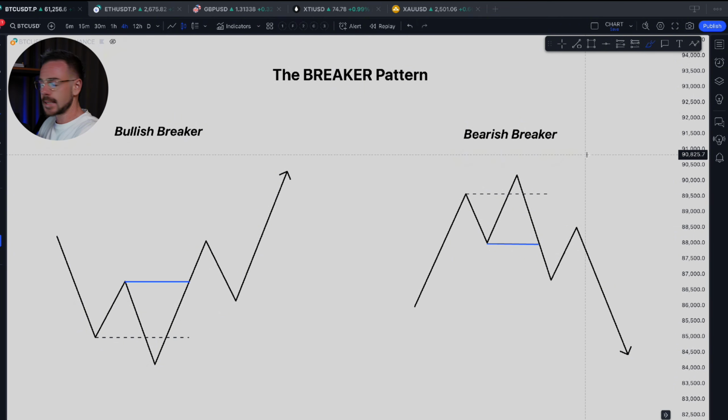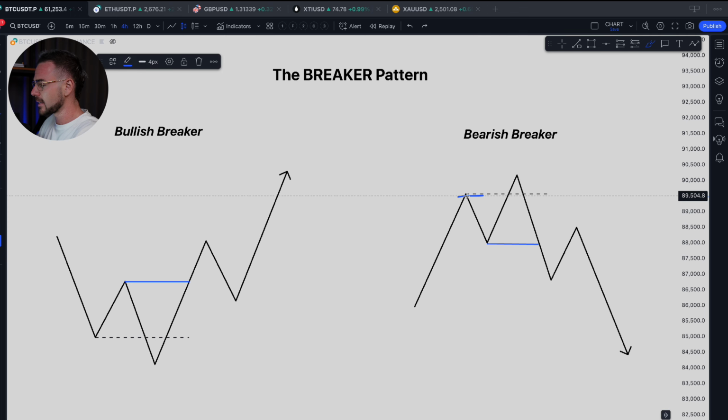Now, the bearish breaker is exactly the same, but in reverse. So we're looking at a high getting formed, with sellers stepping in the market here, pushing price lower.